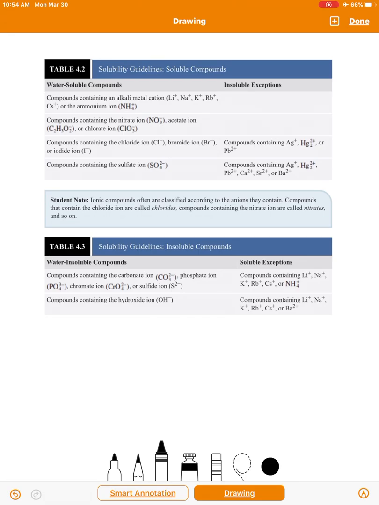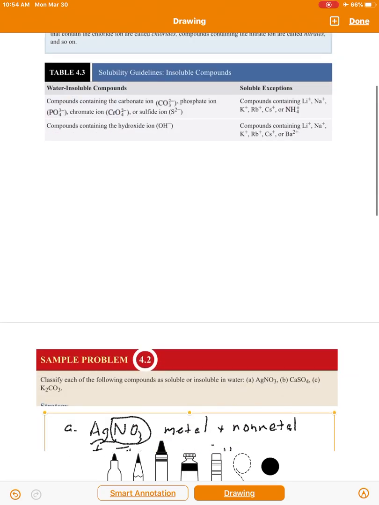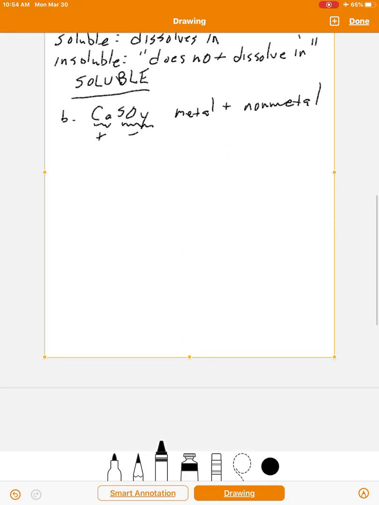They're soluble, unless they're with silver, mercury, lead, calcium, strontium, or barium. Okay, calcium, there's our exception. So in other words, sulfates are soluble unless they're with one of those. Well, calcium is one of those exceptions. So, insoluble. You have to know how to interpret that. That's the exception. If it's with a calcium or a barium or a lead or a silver, it's insoluble.